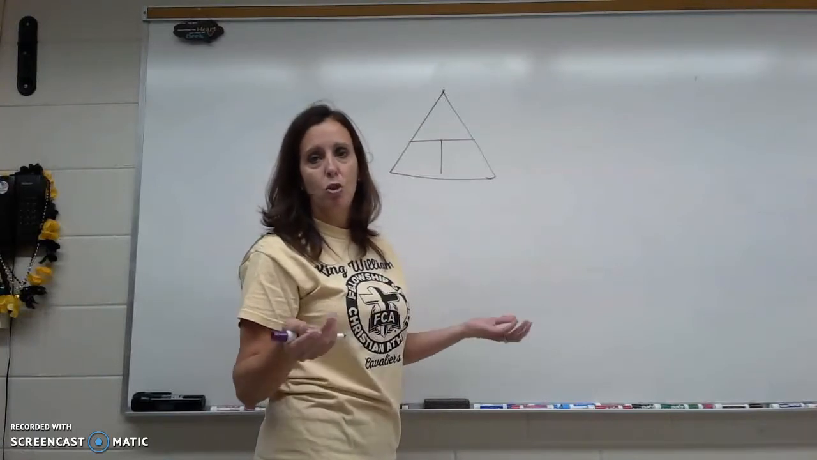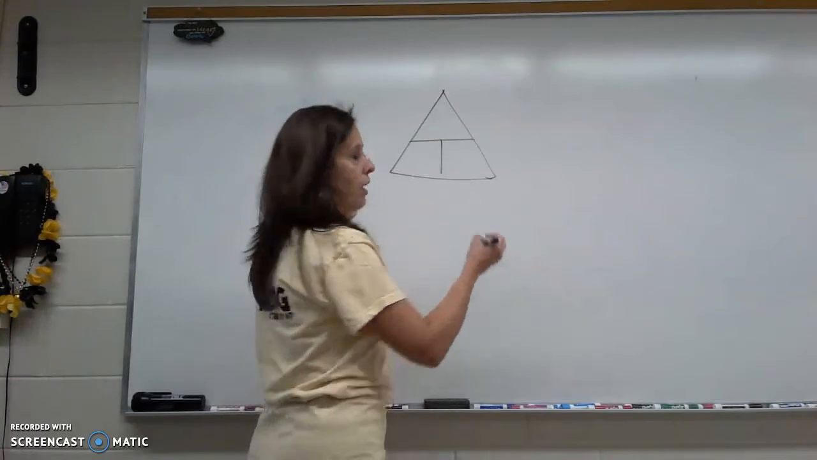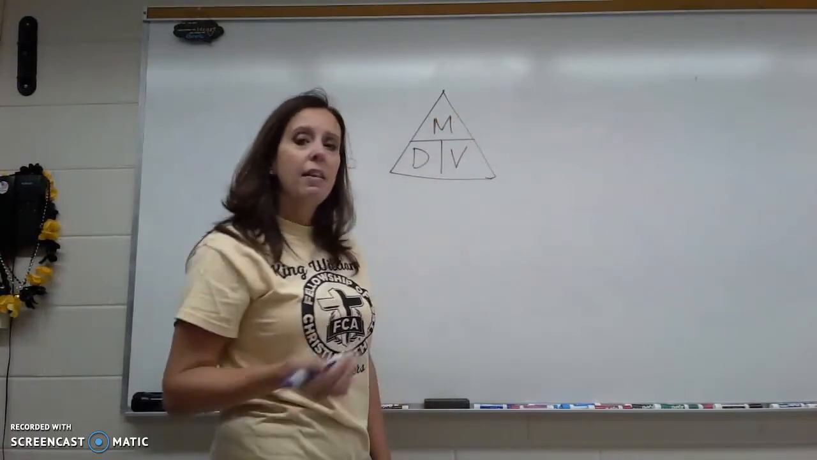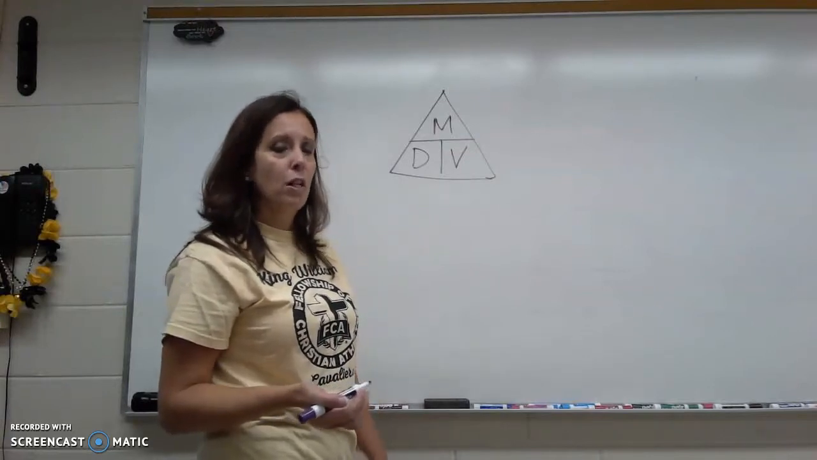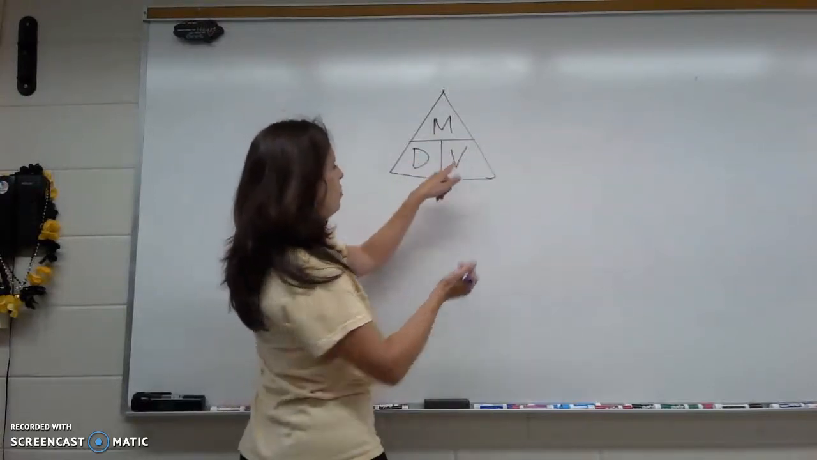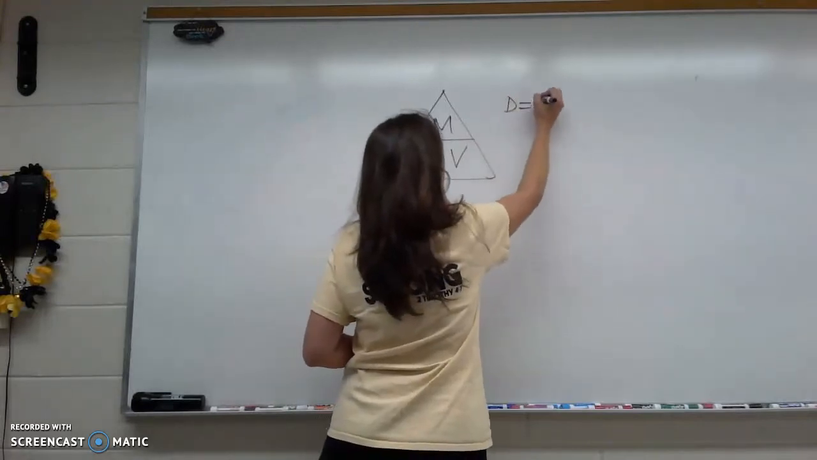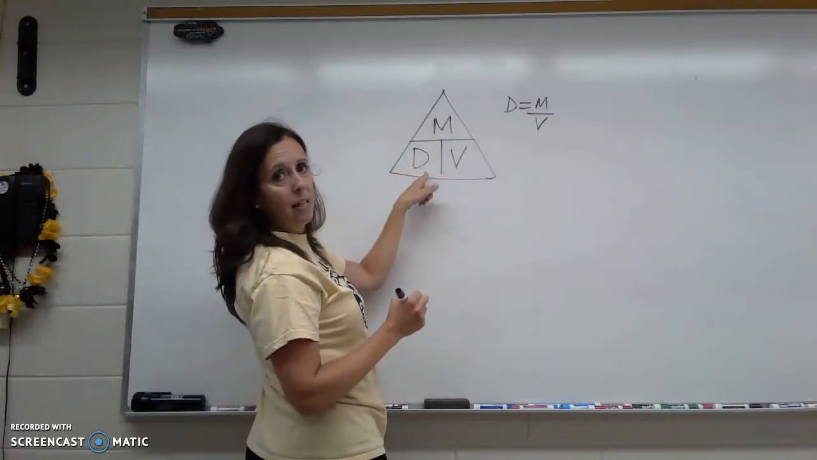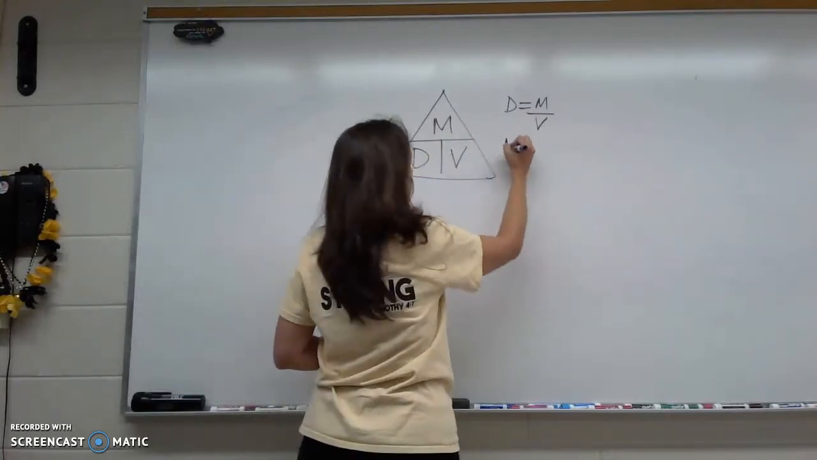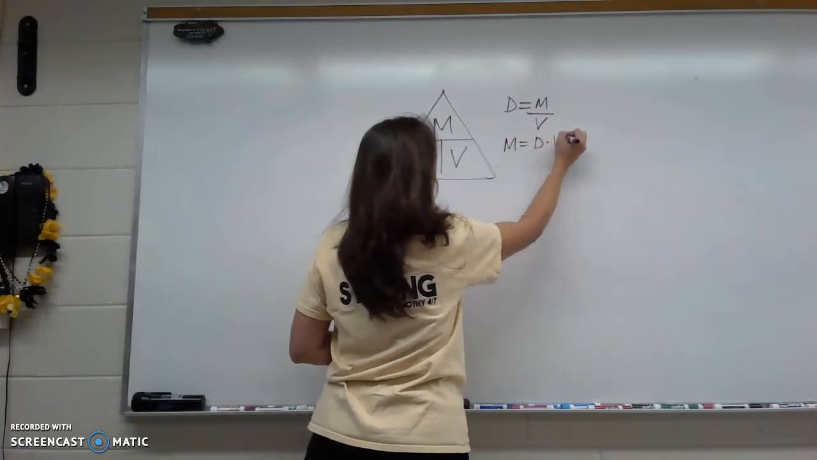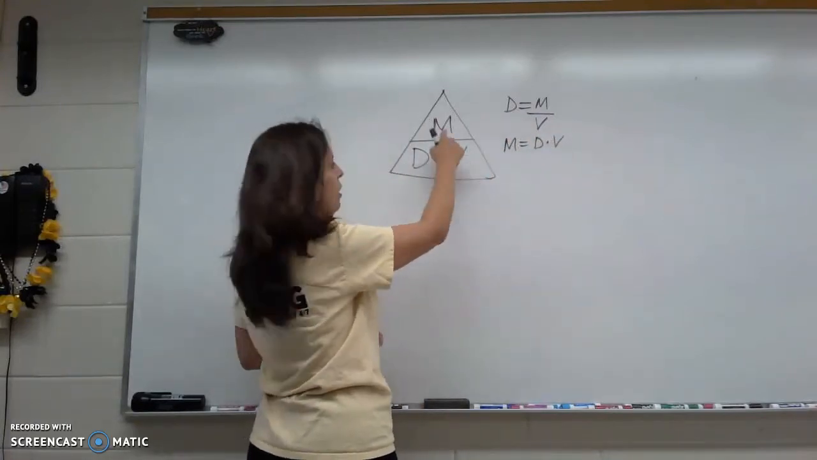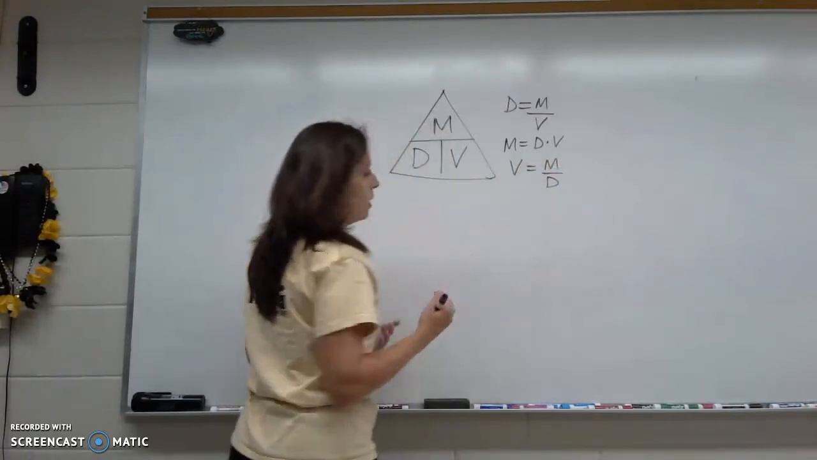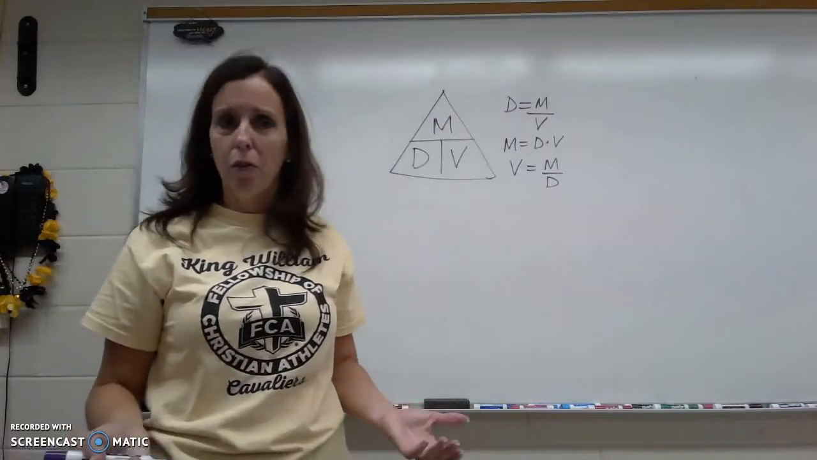Where do you go to get your driver's license? You go to the DMV. DMV. And this right here gives me all of the formulas for density. For instance, density equals mass over volume. If I'm solving for mass, mass is density times volume. And if I'm solving for volume, volume is mass over density. Okay? That's every density problem you'll ever need to know.